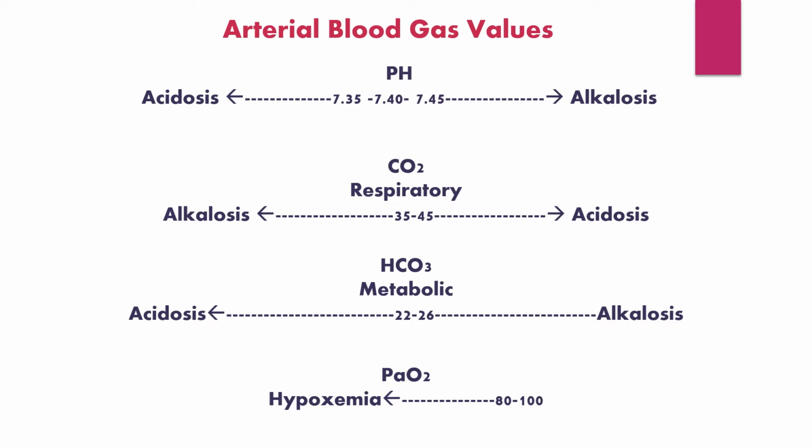Our metabolic is 22 to 26, and the way the numbers go for this match the pH. So one of the fun things to remember is ROME. Respiratory is opposite of the pH scale, and metabolic is equal. So that spells ROME. So that's a good way to remember it. And then we have our PaO2, which is hypoxemia if it's less than 80.